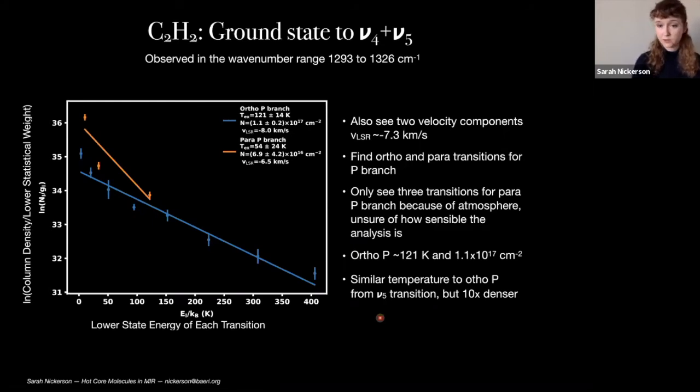It is about 121 Kelvin, so similar temperatures to the P branch for the other transition, but this is tracing a much denser gas.